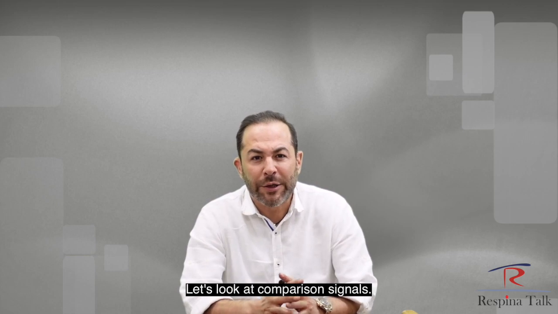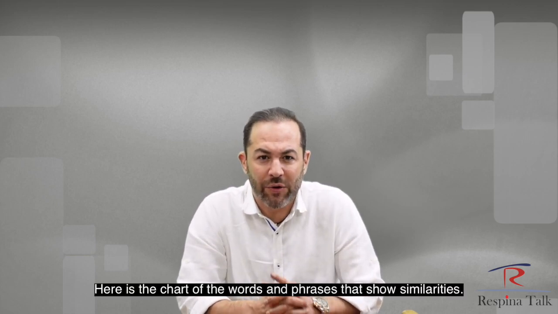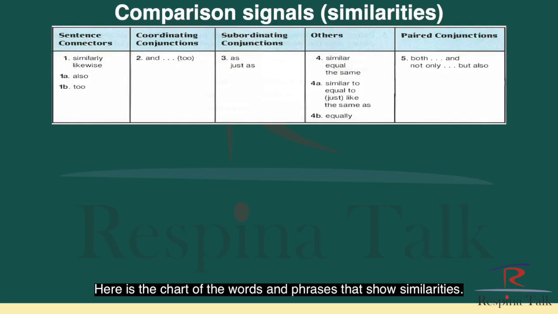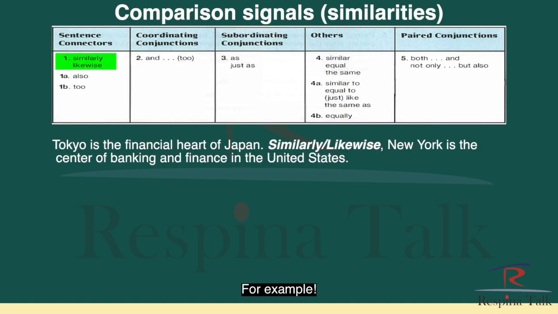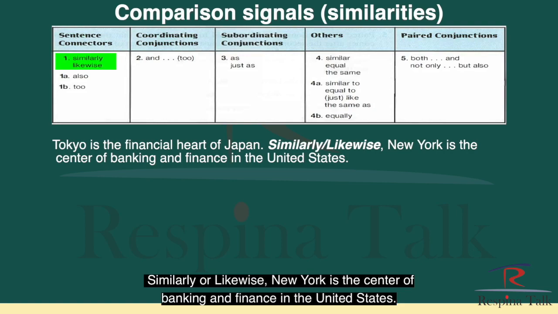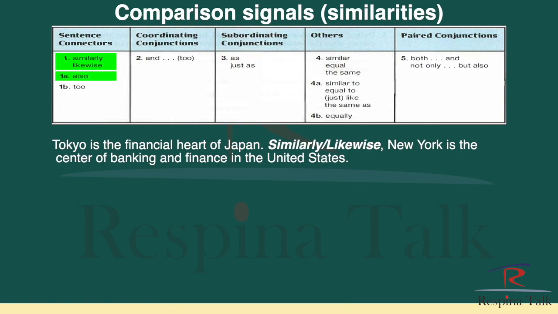Let's look at comparison signals. Now, here is a chart of the words and phrases that show similarities. Sentence connectors can appear in various places in a sentence. For example, Tokyo is the financial heart of Japan. Similarly, or likewise, comma, New York is the center of banking and finance in the United States.